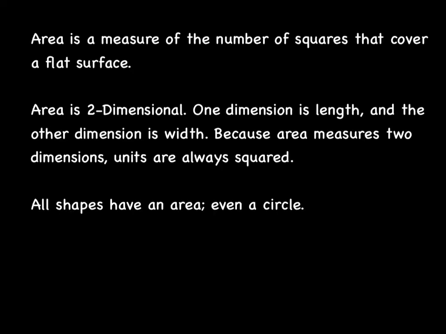Area of a circle. Area is a measure of the number of squares that cover a flat surface. Area is two-dimensional. One dimension is length and the other dimension is width. Because area measures these two dimensions, units are always squared.